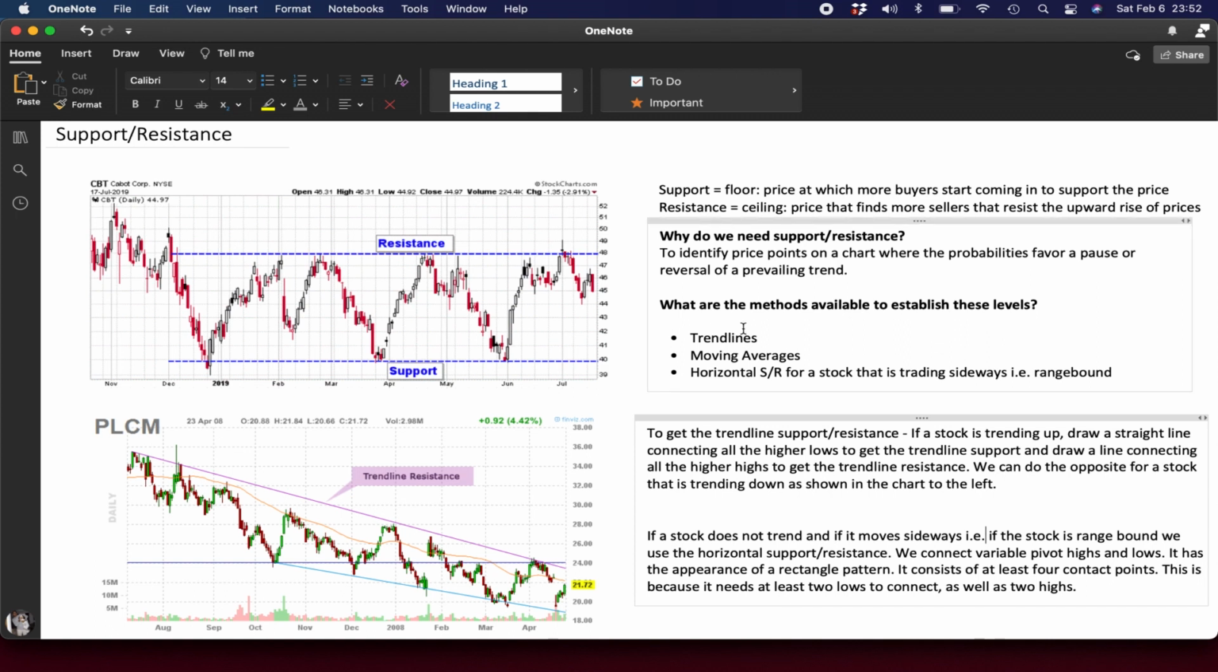Now, what are the different methods available to establish these levels? Again, this can be identified on charts using trend lines. Moving averages can also be used as support and resistance levels, but more on that later when we discuss moving averages. I've dedicated a separate video for this. Before I explain trend lines to establish these levels, there is another interesting thing that traders use to establish resistance when a stock is going up and support when a stock is going down. This is called round number price magnets.